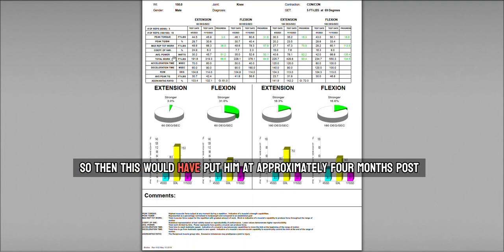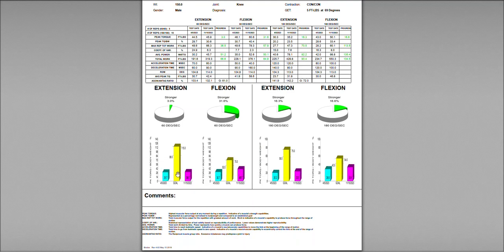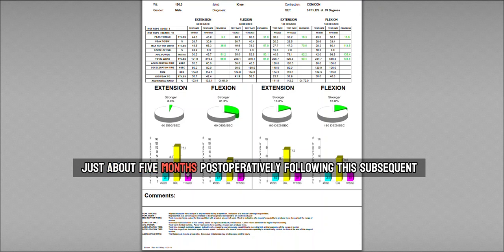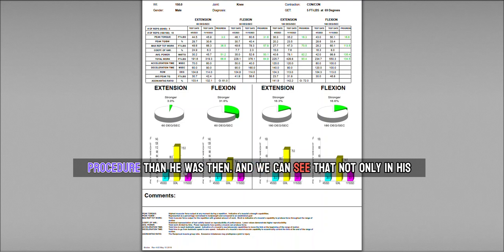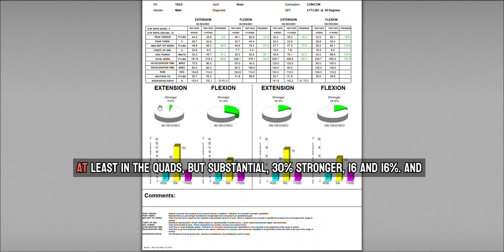So then this would have put him at approximately 4 months postoperatively. He is further along, about five months postoperatively, following this subsequent procedure than he was then. And we can see that not only in his quadriceps, where again, smaller margin at 60 degrees per second, at least in the quads, but substantial, 30% stronger, 16 and 16%.